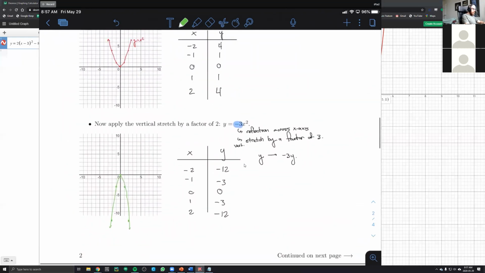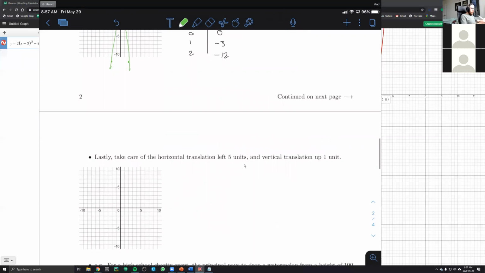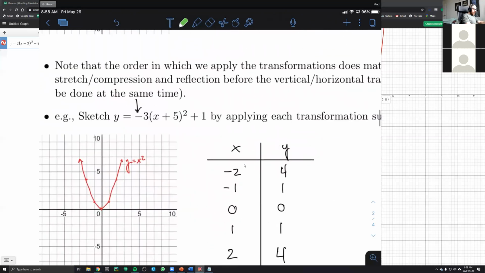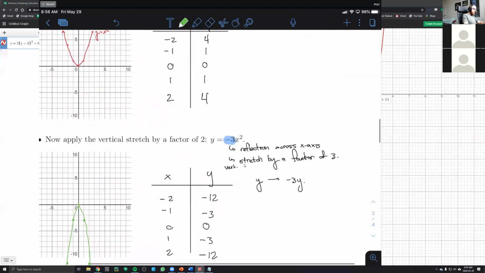So again, just comparing these graphs, we can see that the new graph is quite a bit skinnier than the previous one. And immediately we notice the reflection, right? Instead of our parabola opening upwards, it opens downwards, okay? And then we do our translations, right? So we're graphing x plus 5. So that's 5 units left. And the plus 1 is 1 unit up. So we're going 5 to the left and 1 up.